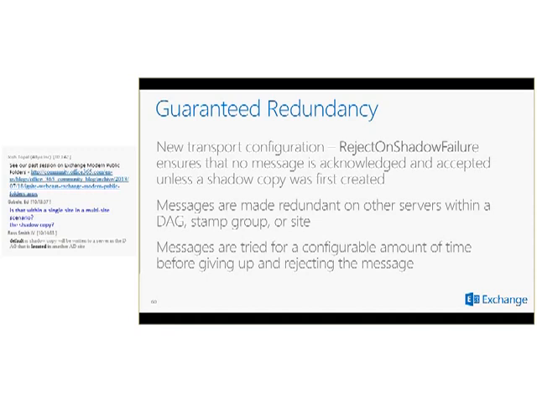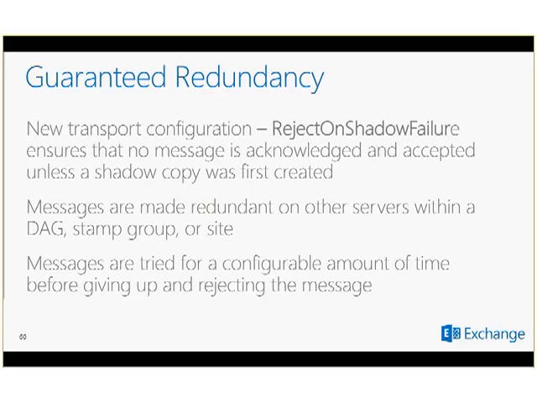Okay. All right, and below where it says messages are made redundant on servers within a DAG, stamp group or site. So if you have a message that comes into DAG1, we will only make the shadow copy of that message on another mailbox server in DAG1. We'll actually prefer a server in a different AD site on purpose, so that shadow copy is in a different AD site and gives you physical geographic separation of those two copies in case you were to lose an entire data center. You can change it, make it prefer local, that's fine, but it will prefer remote out of the box.